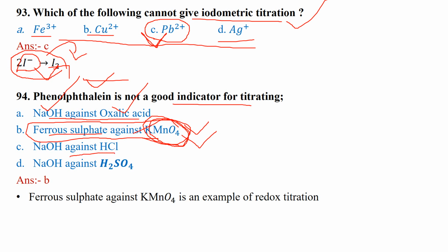NaOH against HCl is a strong acid and strong base titration. In case of strong acid and strong base, we could easily use phenolphthalein. This is also a strong acid and strong base we could use. So in case of B, we could not use phenolphthalein as the indicator. It is an important example of redox titration.